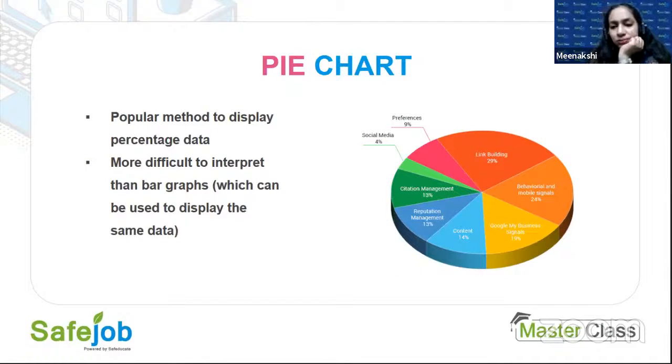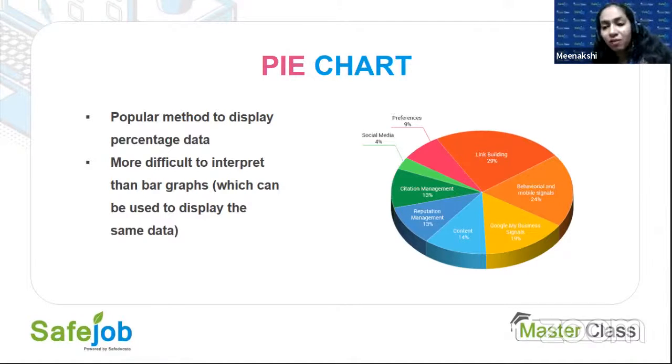Now look at this one. What is the difference between both the slides? The first slide was about only and only your data written, which is very difficult to interpret. The second one is about the various factors and what percentage one particular factor represents, right? So you have social media 4%, preferences 9%, link building 29, content 14. The moment you look at this pie chart, you understand what features are there and what the effect of each one of them is.